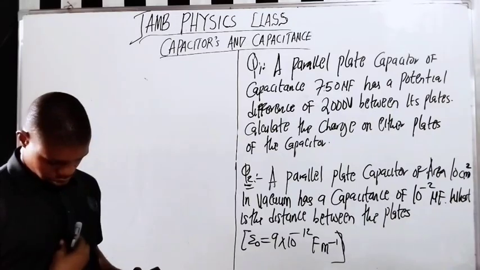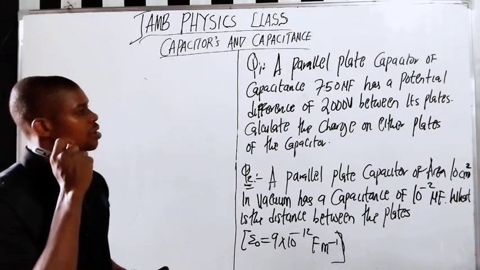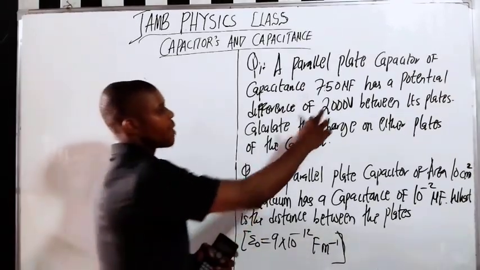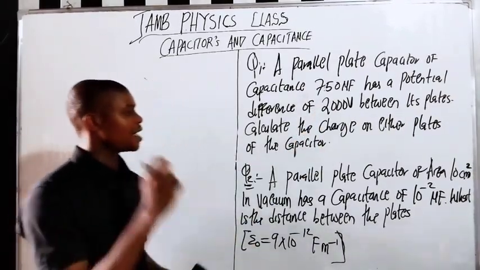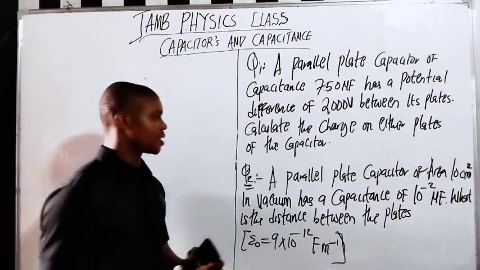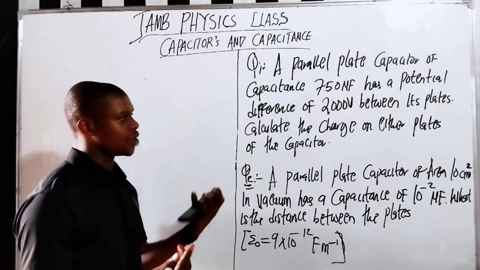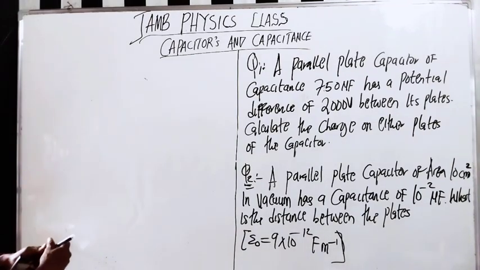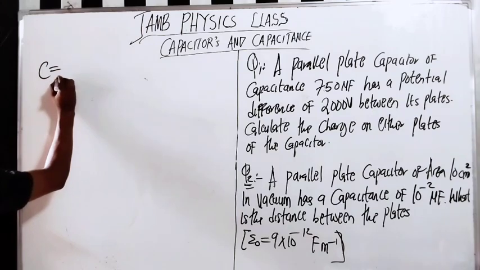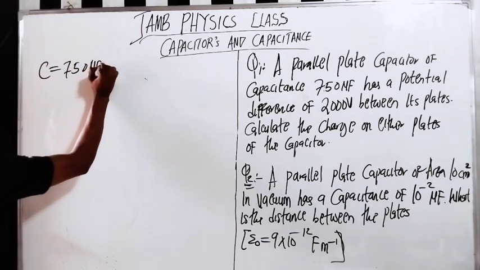So a parallel plate capacitor of capacitance 750 microfarad has a potential difference of 2000 volts between each plate. Calculate the charge on either plate of the capacitor. It's very easy here. In such a question, the capacitance is C equals 750 microfarad.